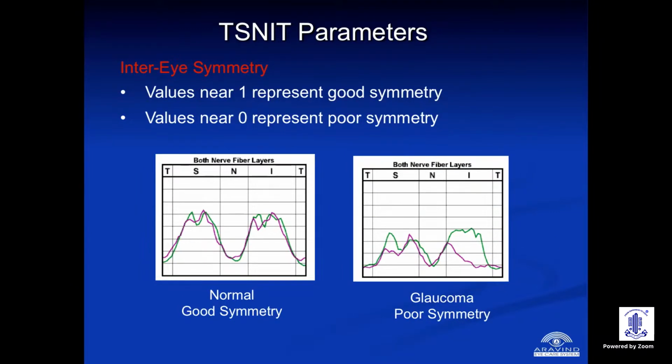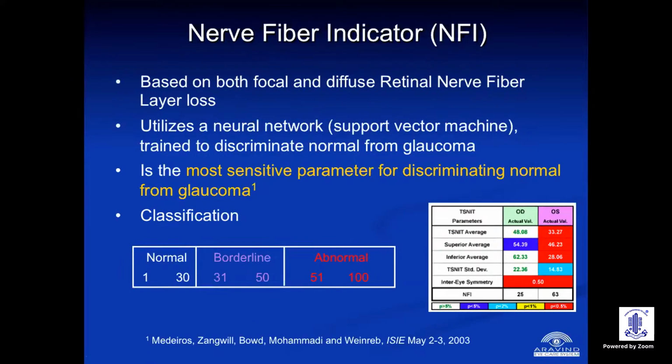Inter-eye symmetry is also shown, because in normal, usually there is good symmetry, and in glaucoma, usually there is poor symmetry. So values near 1 represent good symmetry, values near 0 represent poor symmetry. So this is a very important part of the TSNIT parameter, the nerve fiber indicator.